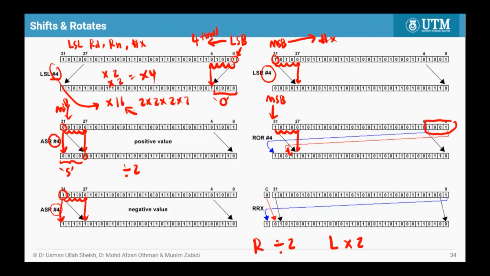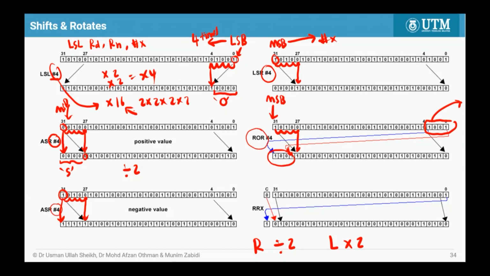Because if you rotate to the right, what happened here is that previously this value will go out from your register. But now it will come back into your register and become your most significant bit. So this is what happens every time you use ROR. It means that your data will be rotated in one circle, so there is no data sent out from your register.